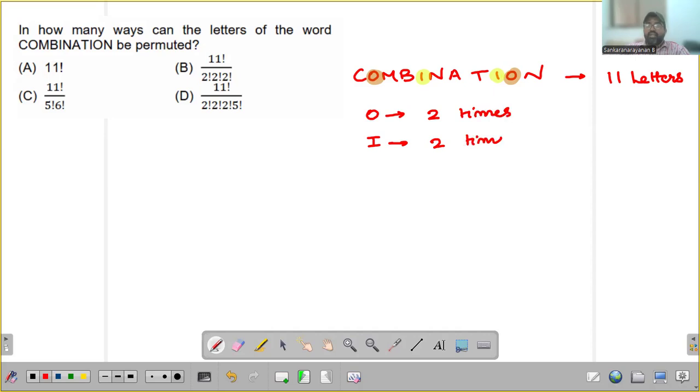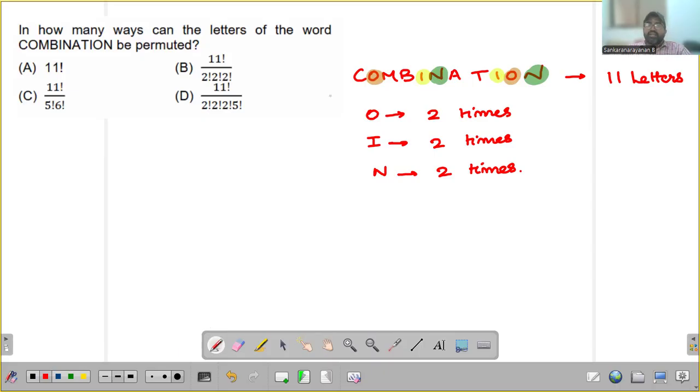In the same way, the letter N appears here and here. N also happens 2 times. None of the other letters remaining, C, M, B, A, T, are repeating. They come exactly once, so let's not bother about them.